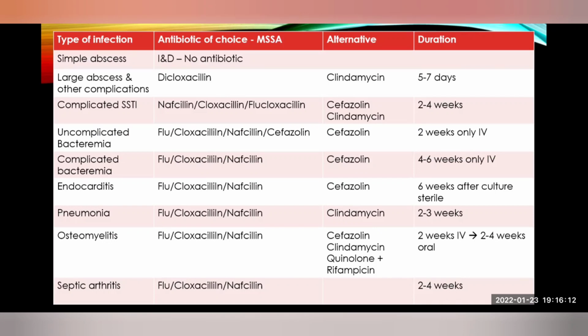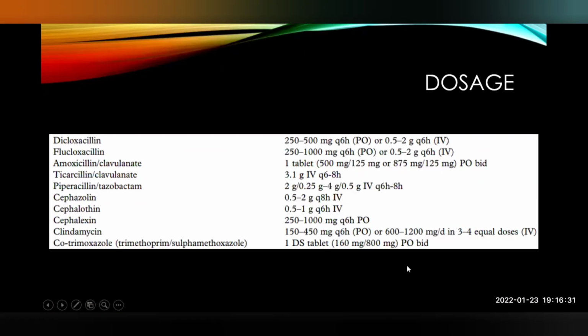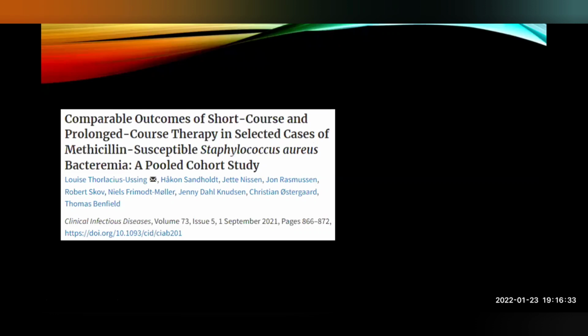If it can't be removed, again the duration of therapy will be extensive, with additional quinolone or rifampicin treatment for chronic suppression of bacteria. And in case of septic arthritis, the duration of treatment is around 2 to 4 weeks. So again, these are the doses.